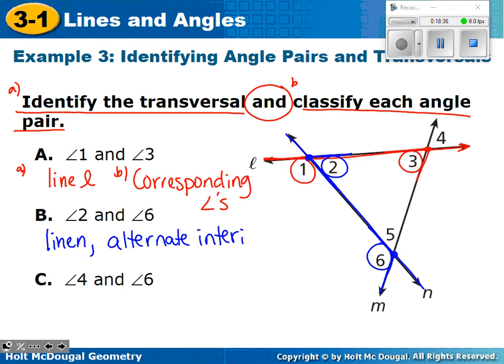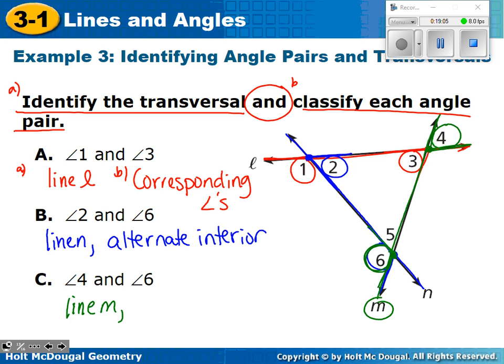Okay, let's try one more. Angles 4 and 6. So now we're looking at angle 4 and angle 6. First of all, what's the transversal? Line M. Again, if you're not sure, trace your angle, find the vertex. Trace angle 6, find its vertex. The line that goes through those 2 points is line M. Make sure you're putting the word line in front. Line M. So they are, very good, Chris.